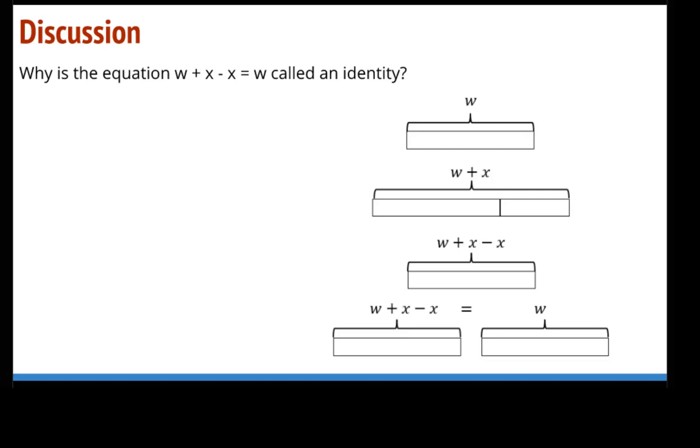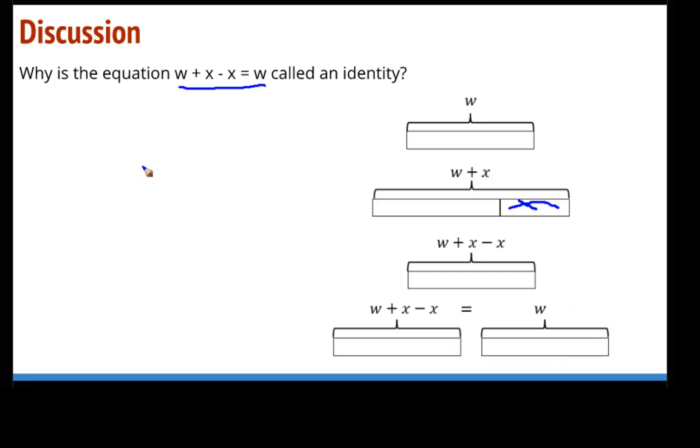So why is this particular equation called an identity? Well, we have a representation here of what's happening. We start with a number, we add something to it. So here's what we added. Then we turn around and we take that right back off. We delete it out, erase it, subtract it out. And when we're done, we're left with exactly what we started out with.